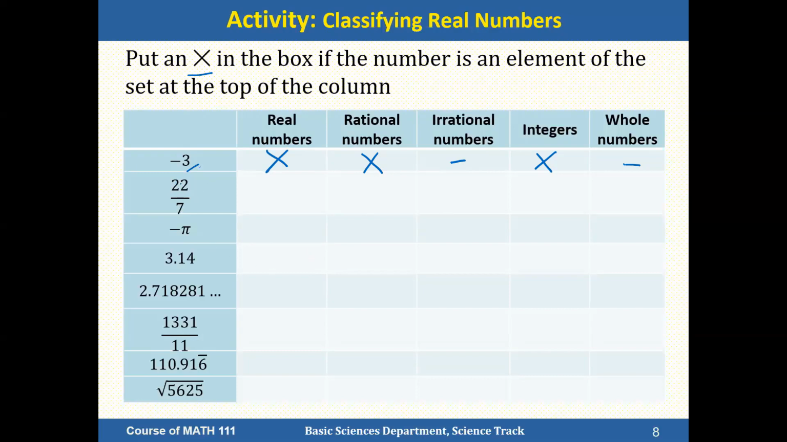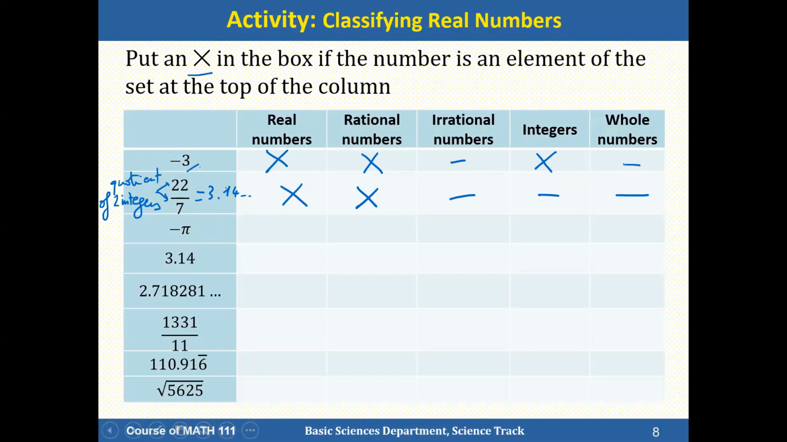22 over 7, this is a quotient of two integers. So it is a rational number. So it is not an irrational number. 22 over 7 is 3.14 and so on. So it is not an integer. It is not a whole number. It is a real number.